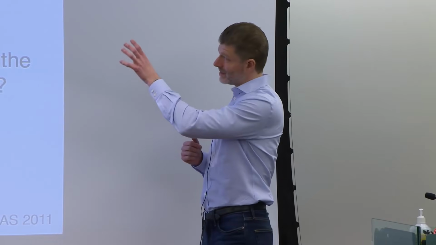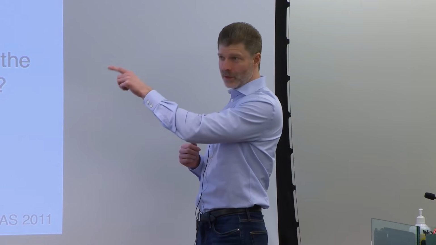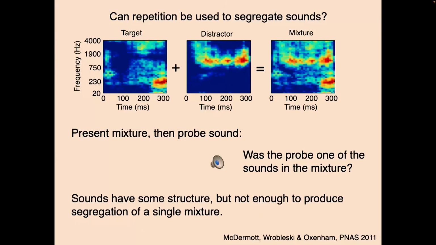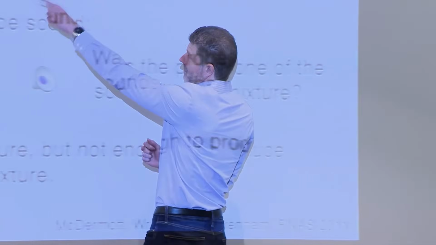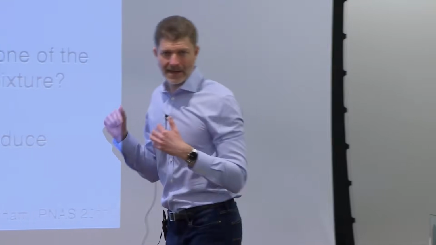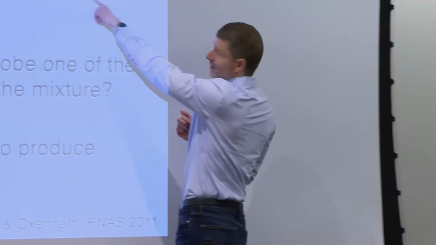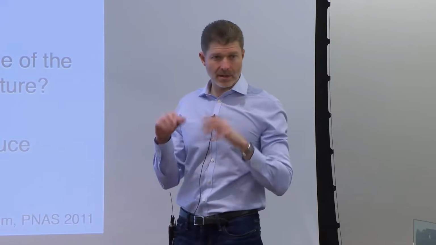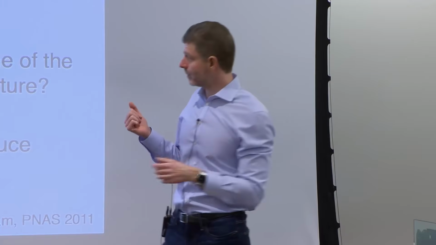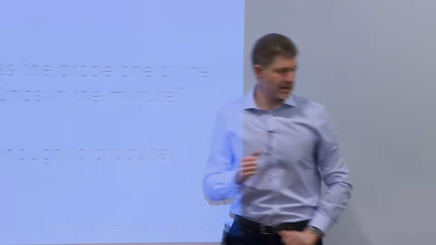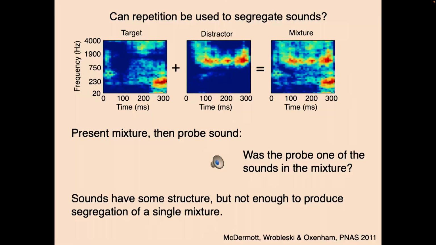And so the idea was to see whether repetition alone would be enough to allow you to segregate mixtures in this situation. The way that you test that is by presenting a mixture and then presenting a probe sound. The probe sound can either be one of the sounds in the mixture or something different. If you are able to correctly segregate the mixture into the constituent sources, you should be able to solve that task of saying whether the probe was one of the sources in the mixture. But it turns out that for these sounds, if you just get a single mixture, this is really hard.